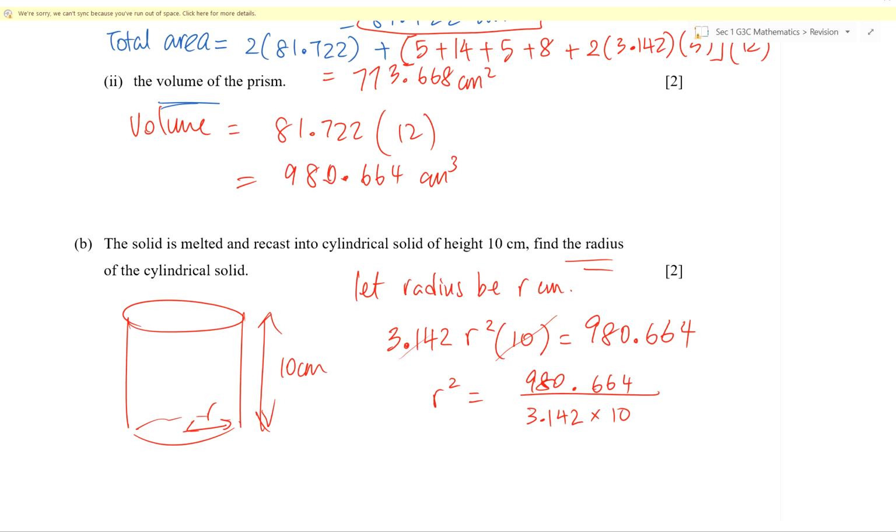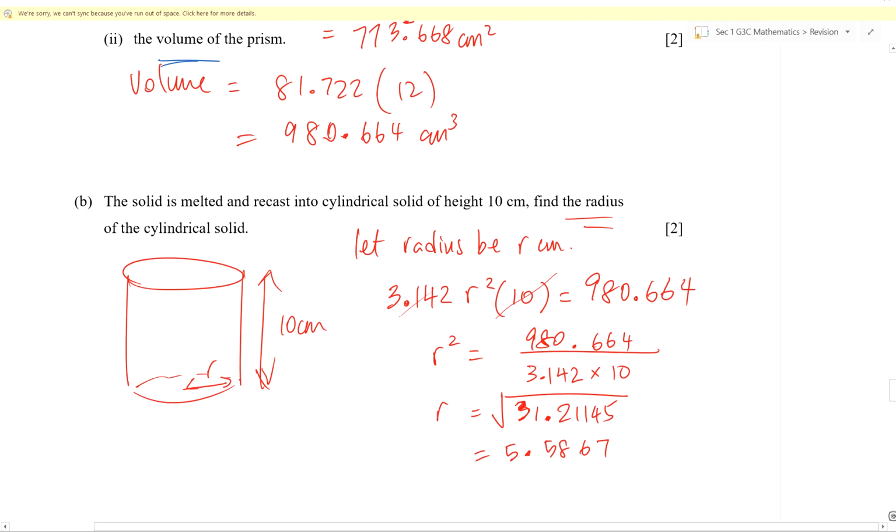But right now I've got r squared equals to this. We can find out the value. Then it's going to be square root of this value. So 980.664 divided by 31.42, 31.21145. Put in more SF. Okay, now we're going to square root this to give us 5.586, 75 SF over here.